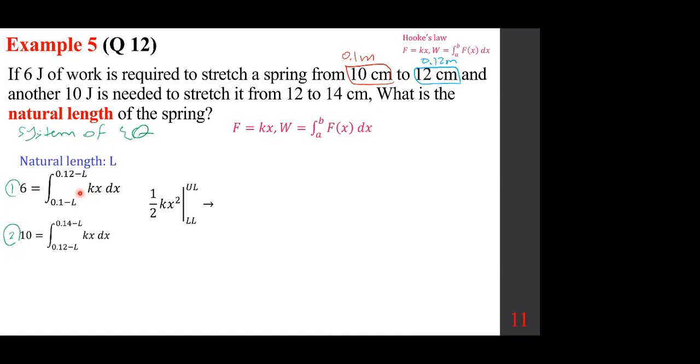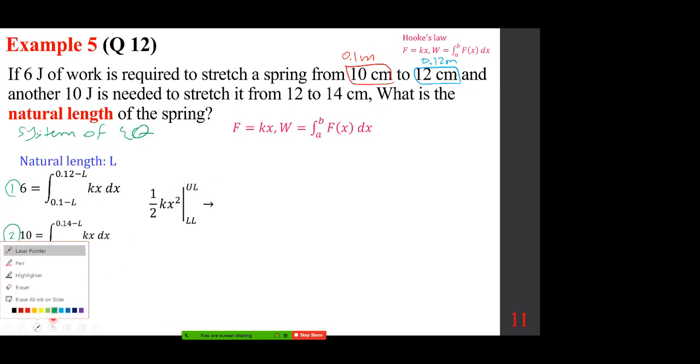So the first one becomes 6, and now you plug in the upper limit, I put UL for upper limit. Let me just write it out for you. Okay, upper limit, and obviously lower limit. Why did I do that? Because I didn't want to write this 2 times and this one 2 times. So use this formula, put this as upper limit, this as lower limit for the first equation. Put this as upper limit, this as lower limit for the second equation.